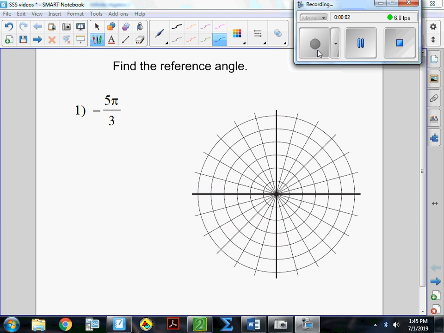Okay, this is number 1 on the summer skill set for Honors Pre-Calc. The first 10 problems are finding reference angles given radian measures, either in exact values or in decimals. So the first few are in exact radian measures.